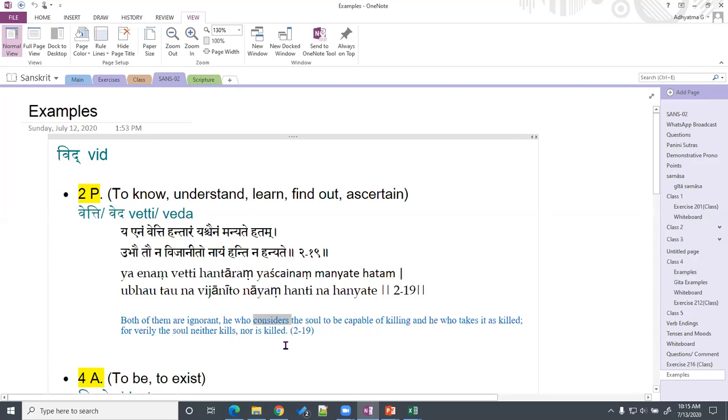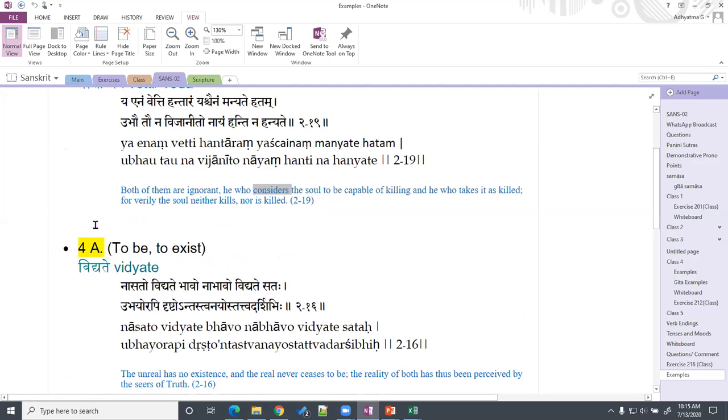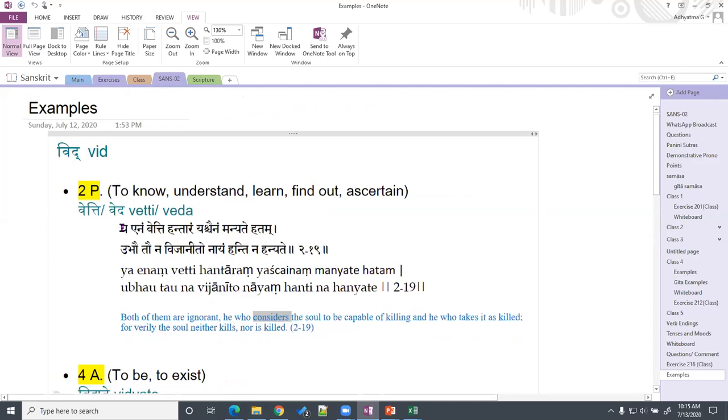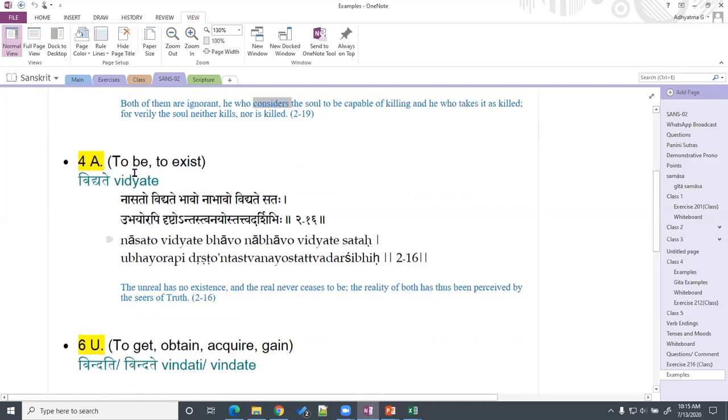So one who knows, or one who understands, one who ascertains, one who considers the soul capable of killing. So this is the Veti, second class. The same root also belongs to fourth class, Atmanepadi. Here in the second class it's Parasmaipadi, but in the fourth class it becomes Atmanepadi, and that can happen. So a root can not only belong to multiple classes, its meaning can change, its form also can change.